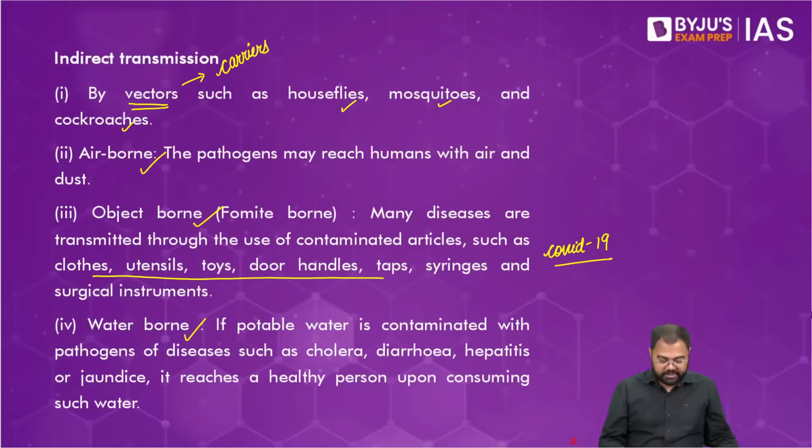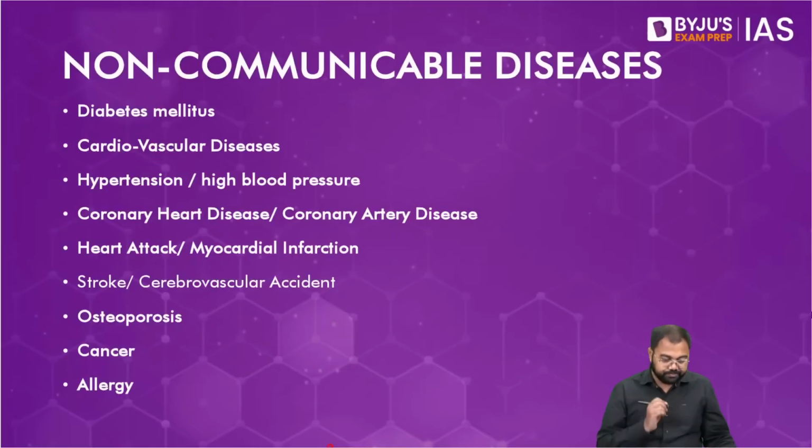And then waterborne diseases. So waterborne diseases such as cholera, diarrhea, hepatitis, jaundice, etc. They all are where we see that the water is contaminated with the pathogens which are causing these diseases. So that's why we see that in all these kinds of cases, an indirect transmission is also possible.